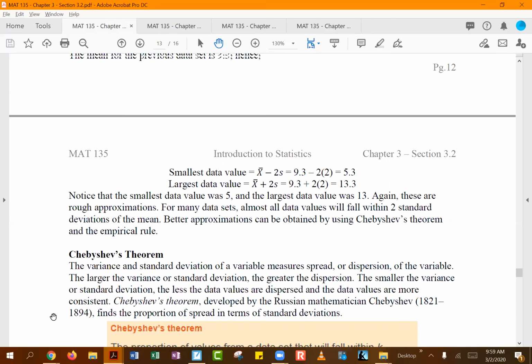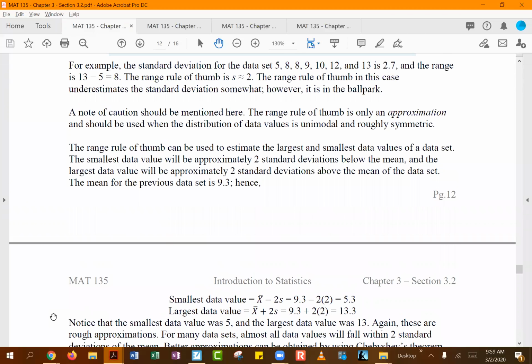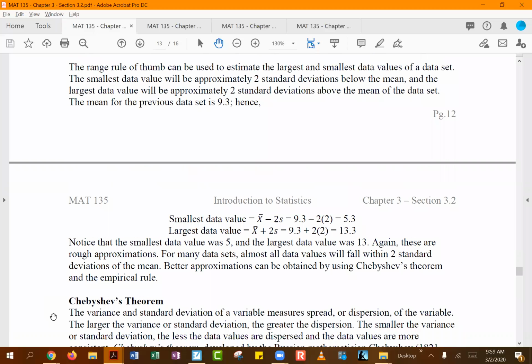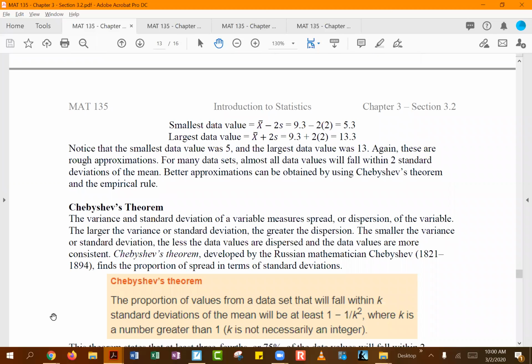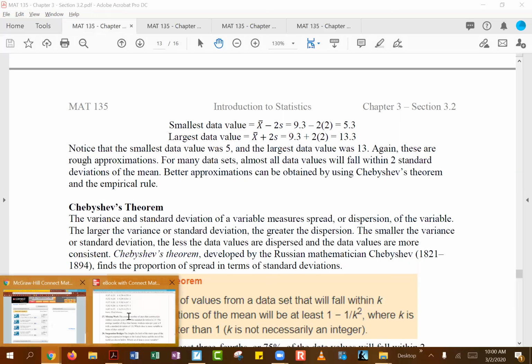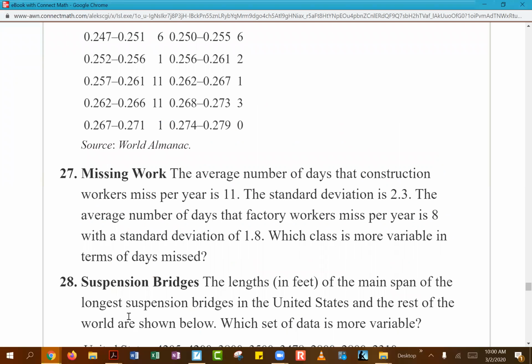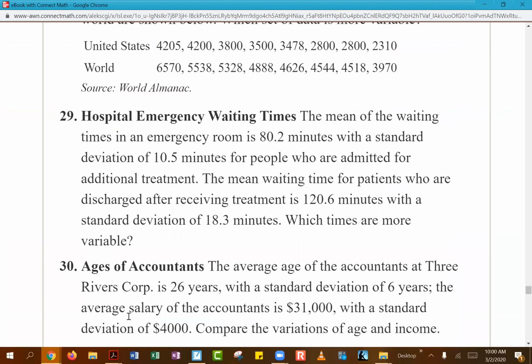So go back and look at that data set. Our smallest value was 5. Our largest value is 13. So again, this idea of range rule of thumb can help you come up with approximate values, right? Because we were at 5 and 13, you're getting 5.3 and 13.3 as your lowest and highest value. So these are basically just an idea of getting an approximation. You probably don't want to base your calculations on these, right? This is just to give you a quick idea of what's going on.